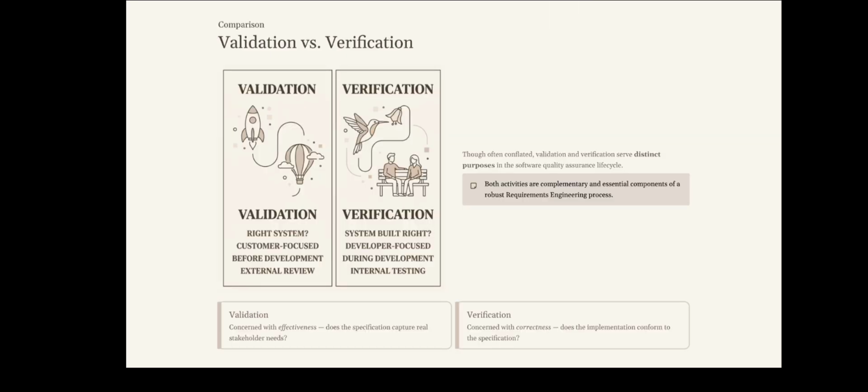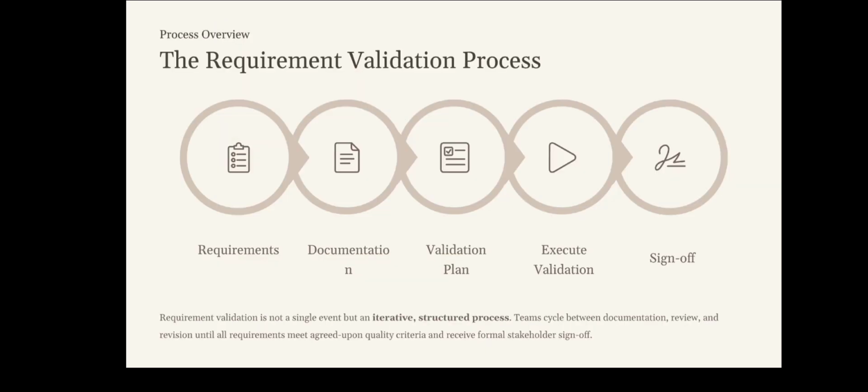Okay, now this slide shows the difference between validation and verification. Validation focuses on building the right system, meaning it checks whether the system meets user needs. This is customer focused and usually done before development. Now, on the other hand, verification focuses on building the system right. It means it checks whether the system is implemented correctly according to the specification. Both are important and complementary processes in software development.